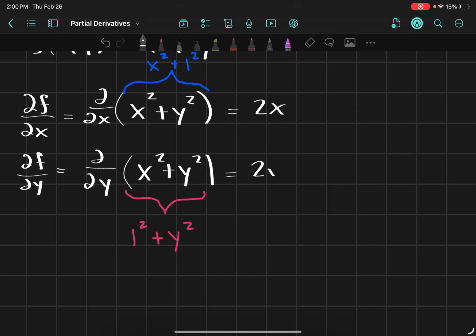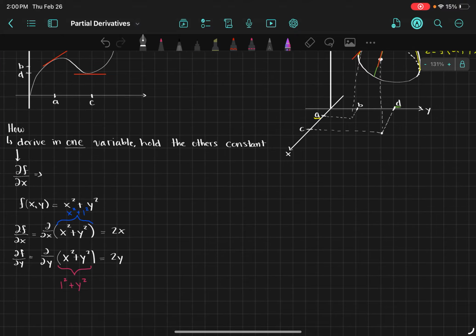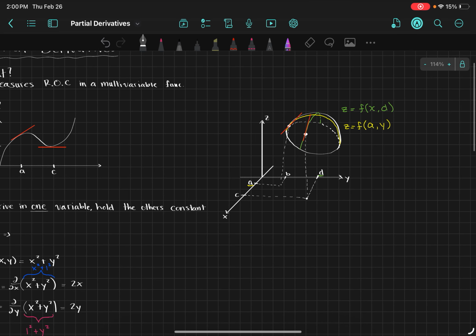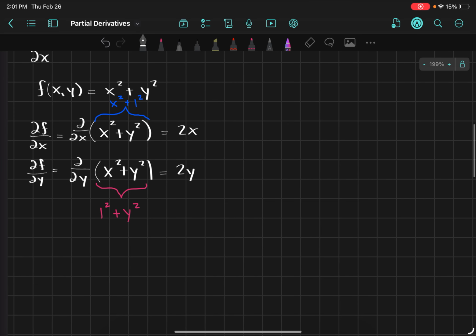That is the easy picture, in my opinion: just think about it as a constant. We are, like I said, setting our z equal to f of some function wherein one of those variables is held constant. That is the easiest way to think about it, I think. So that is essentially what a partial derivative is.